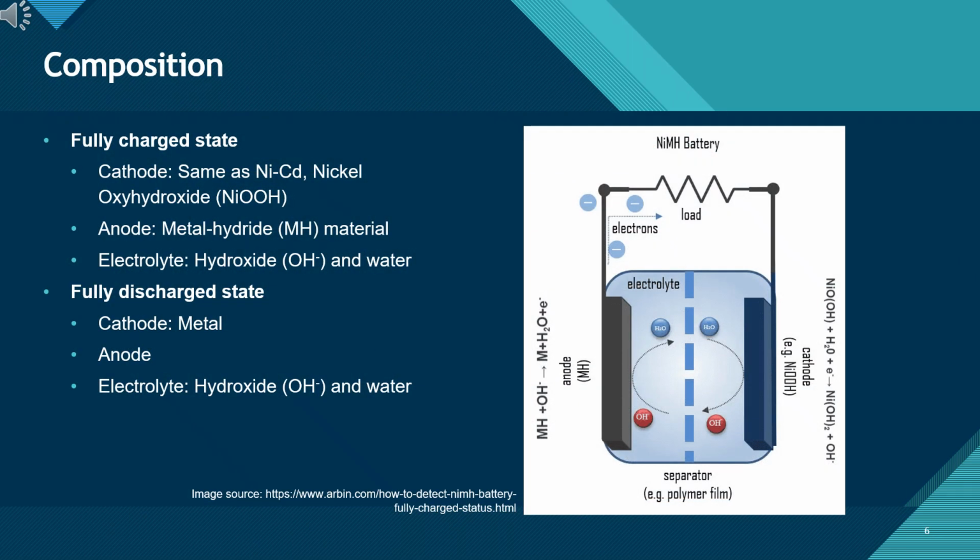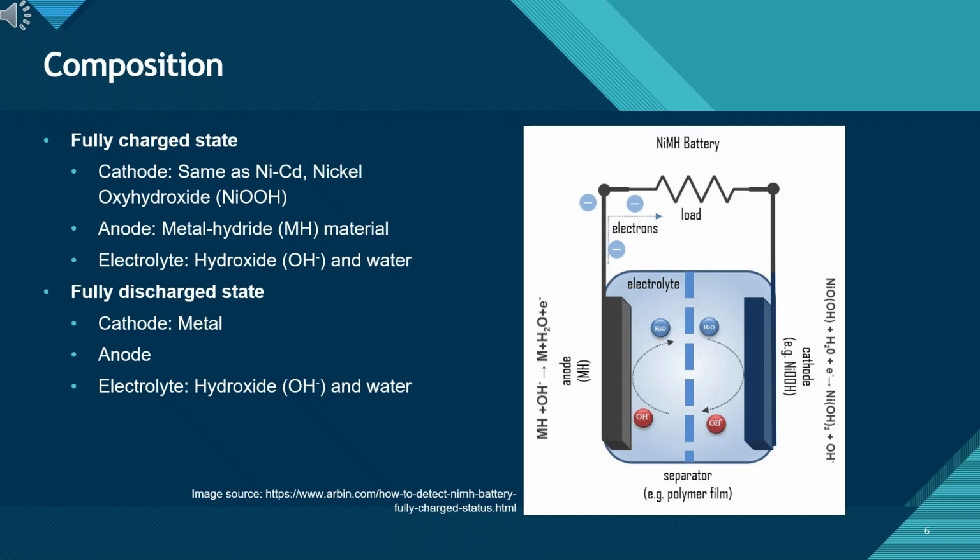NiMH, nickel-metal hydride, battery composition. This slide shows the basic structure and reactions inside a nickel-metal hydride battery. In the fully charged state, the cathode is made of nickel oxyhydroxide, NiOOH, the same active material used in NiCd batteries, while the anode is a metal hydride, MH, material that stores hydrogen. The electrolyte consists mainly of hydroxide ions, OH-, in water, which allows ionic movement between the electrodes.